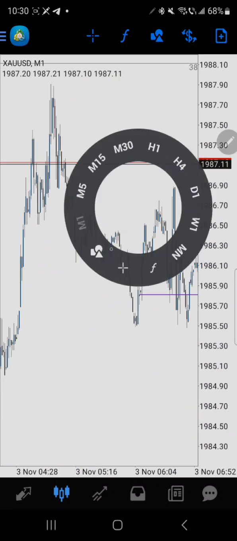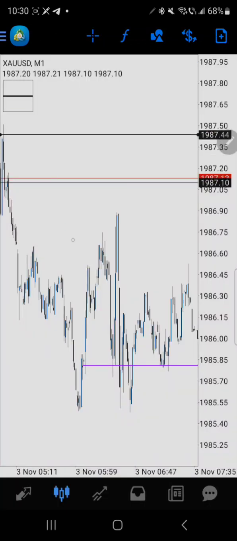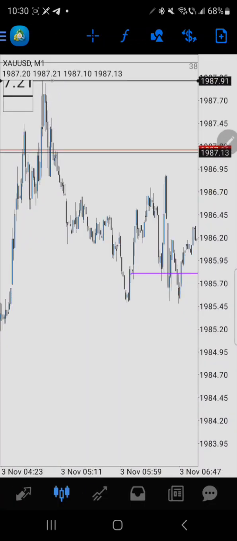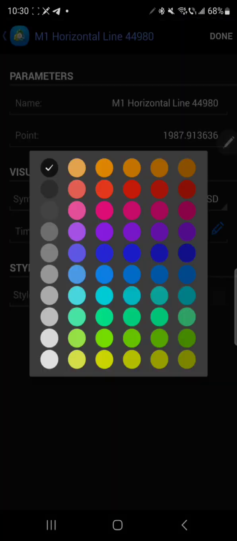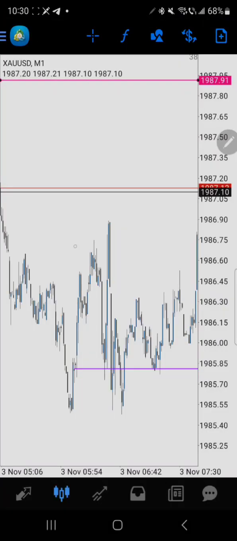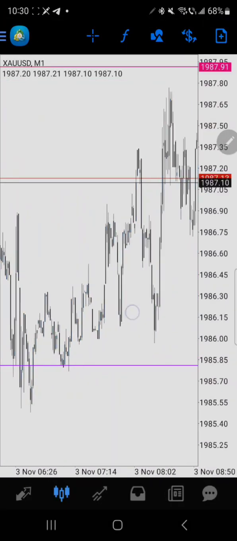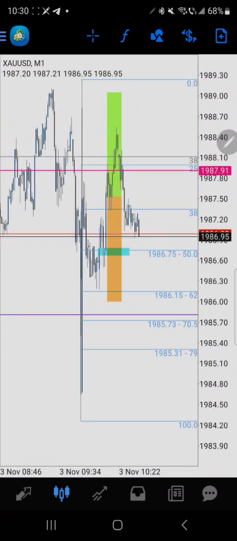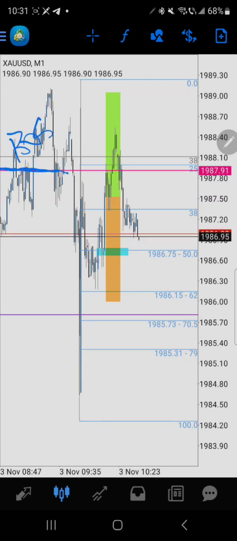We locate again the high of the Asian session, which is this one. And let's make this a different color. So this is the high of the Asian session. That's our break of structure, okay? And now we go here to the 1 minute. So I have the high of the Asian session, the pink line, which was broken to the upside. That's my break of structure.